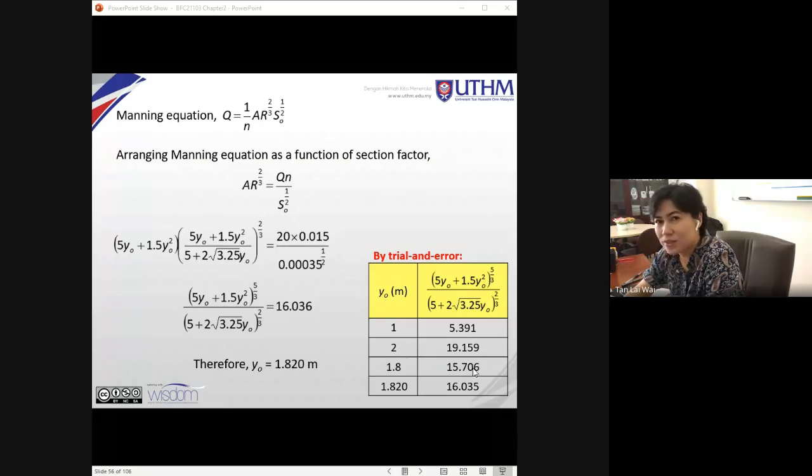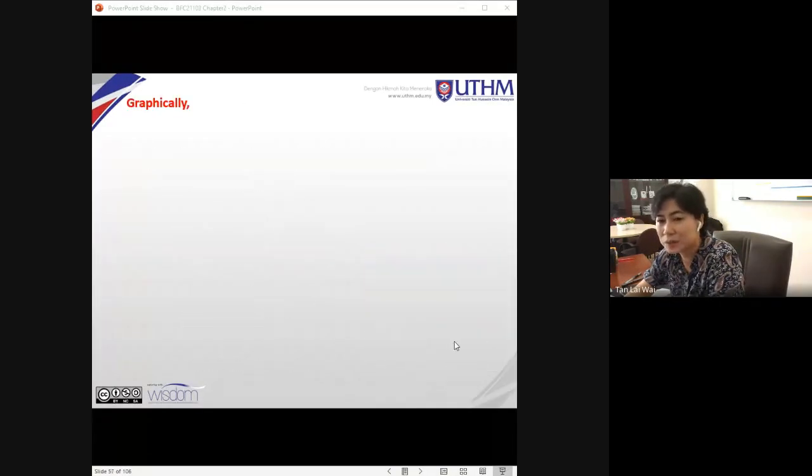Let me tell you this. Last time, when I was studying, we didn't have a scientific calculator. So we had to do this table. We had to try one by one. So you are lucky because you have a scientific calculator where you can key in all this expression, then just press the button solve. You don't have to calculate it so many times. We did, all right? We did.